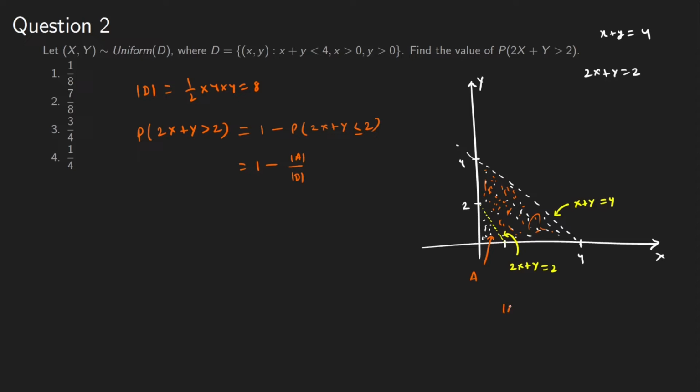So the area A clearly is half times 2 times 1, that is 1. So we can write 1 minus 1 by 8, which is 7 by 8. So this is the probability that 2x plus y will be greater than 2.